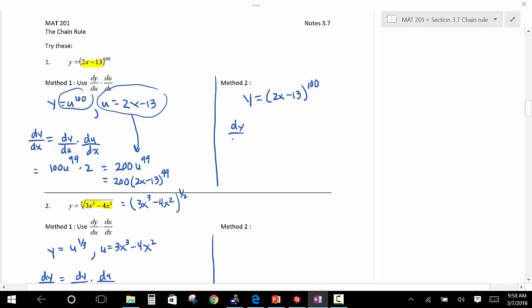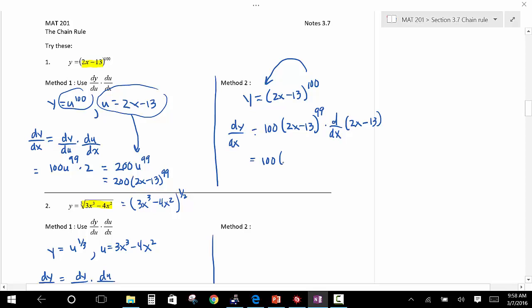When you do dy over dx, you're doing something to the 100th power, so that comes down. The 2x minus 13 is left alone. You subtract 1 from the exponent, then what do you do? You multiply by the derivative of what's inside. Okay, that's the idea. So you get the same answer.